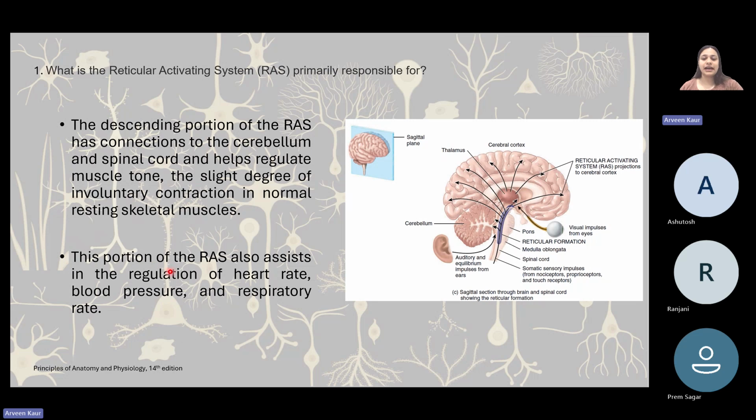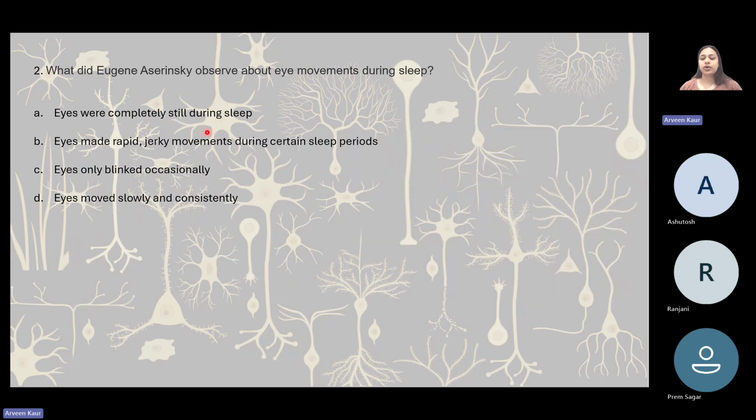This portion of the RAS also assists in the regulation of heart rate, blood pressure, and respiratory state, right? So, kind of the functions of the cerebellum and medulla are what is being described over here, right? So that was our discussion about the RAS, or the reticular activating system.